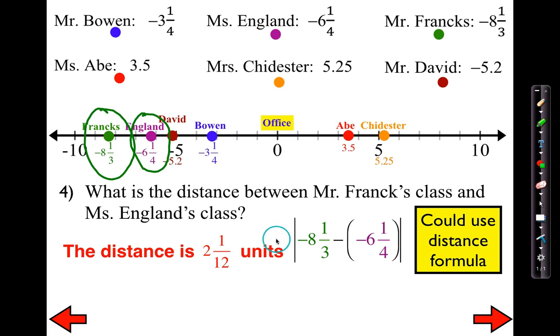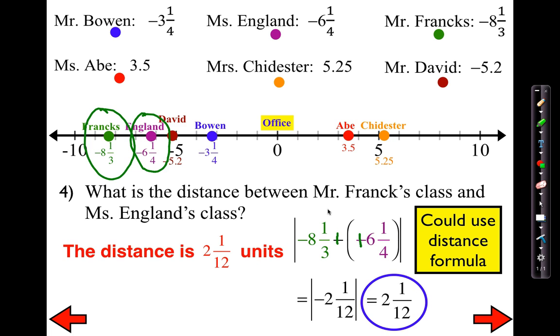Okay, and here let me show you what we did. We took the absolute value of negative 8 and 1/3 minus 6 and 1/4. Since it's subtraction, we can add the opposite. We see there are more negatives. How many more negatives are there? There's 2 and 1/12 more negatives. So taking the absolute value of that gives me 2 and 1/12.